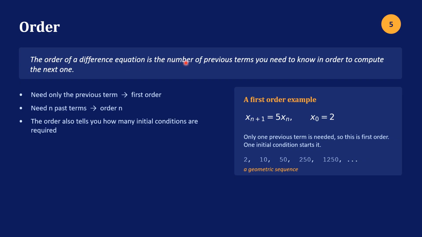The order of a difference equation is the number of previous terms you need to know in order to compute the next one. If you only need the previous term, it's first order. So we have an example of this here. You're given x0 is 2, then x1 would be 5 times 2, and then x2 would be 5 times that, so it would be 50, then 5 times that. So you only need to know the previous term. So it's first order, and this happens to be a geometric sequence, because you're multiplying now rather than just adding.